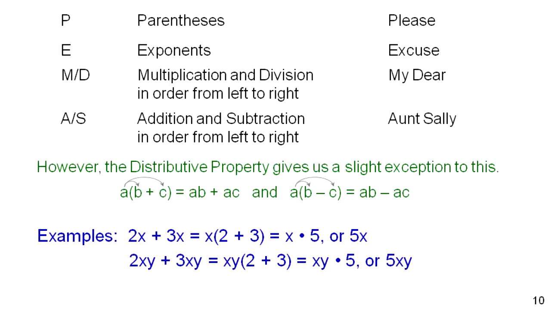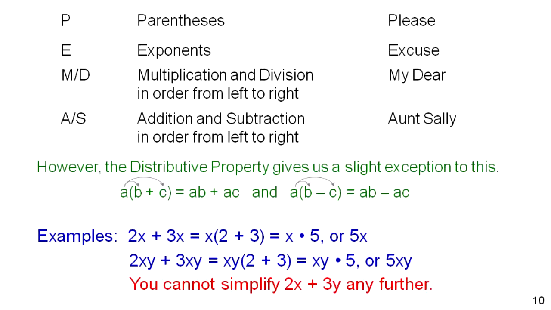This allows us to simplify expressions like 2x plus 3x. Notice that we can use the distributive property to say that x times (2 plus 3) is equal to 2x plus 3x. Since 2 plus 3 is equal to 5, you should be able to see how you can easily simplify this and say that it must equal 5x. Similarly, we can say that 2xy plus 3xy is equal to 5xy. However, you should notice that you cannot use the same principle to simplify 2x plus 3y.